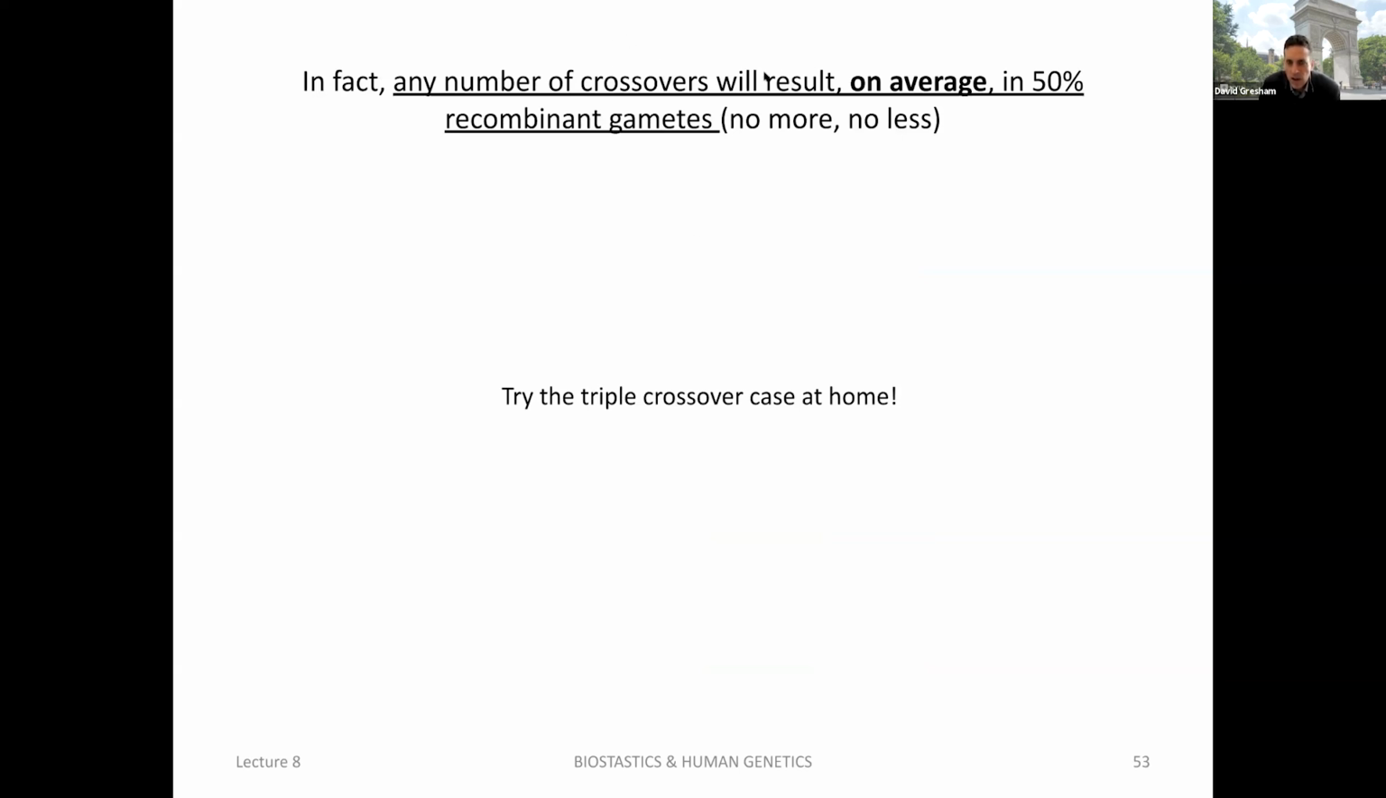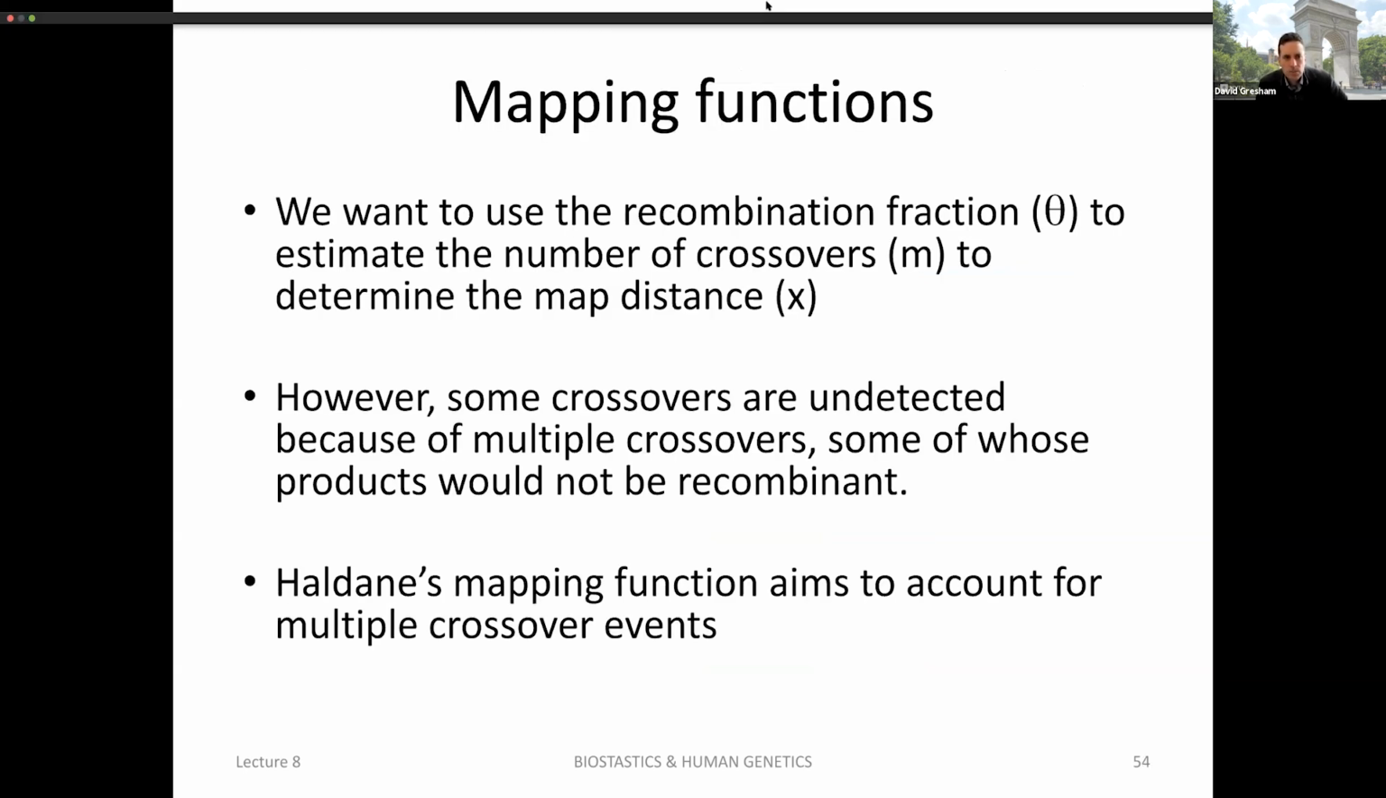But I will tell you that on average, any number of crossovers results in 50% recombinant gametes. If you draw this out, that's where the 50% in Haldane's mapping function comes from. And so here's the point: we want to use the recombination fraction, which we'll define as theta, to estimate the number of crossovers m to determine the map distance.